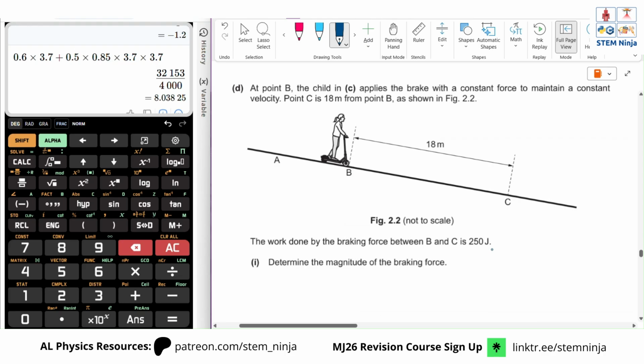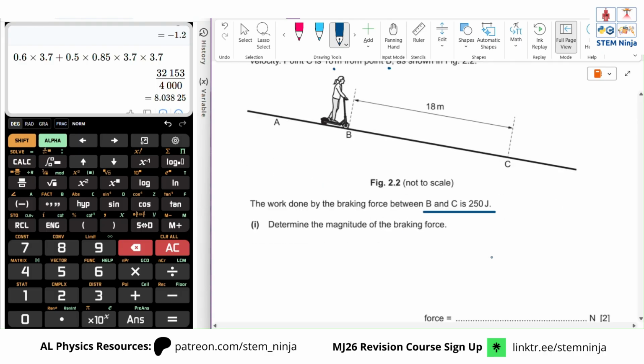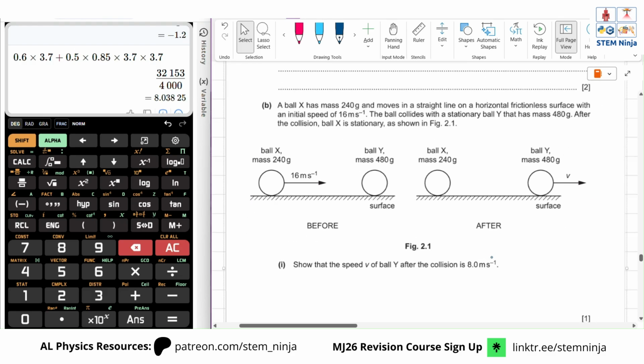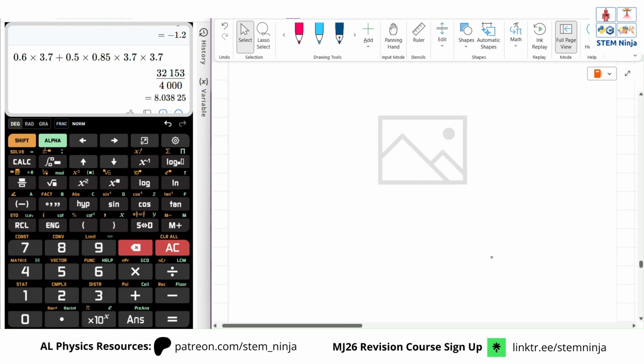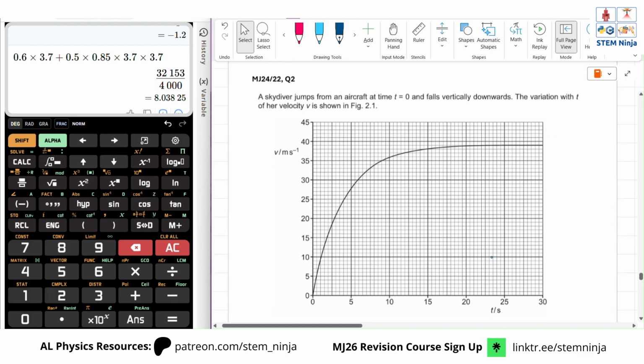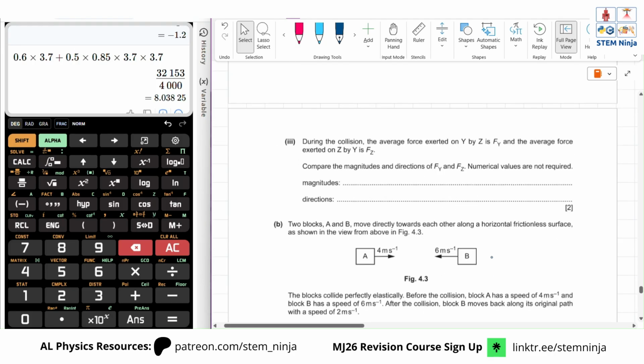meters. Now, at point B, the child applies the brake with constant force to maintain a constant velocity. Point C is 18 meters from point B. The work done by the braking force is 250 joules. Okay, sorry, this is the energy part now. We will see that in the energy video, and this is the collision. In the next video, we will see that. Same thing over here. This is terminal velocity. We will see it when we study terminal velocity.